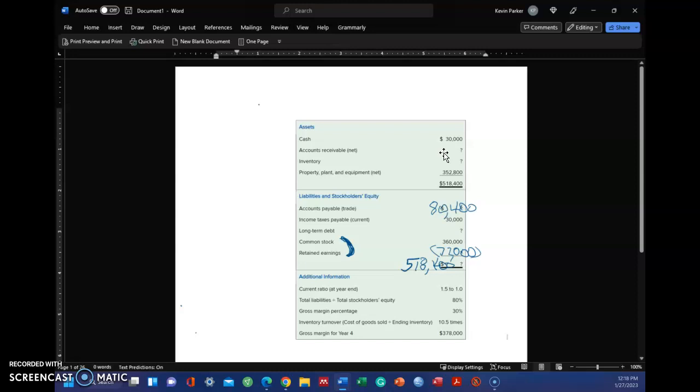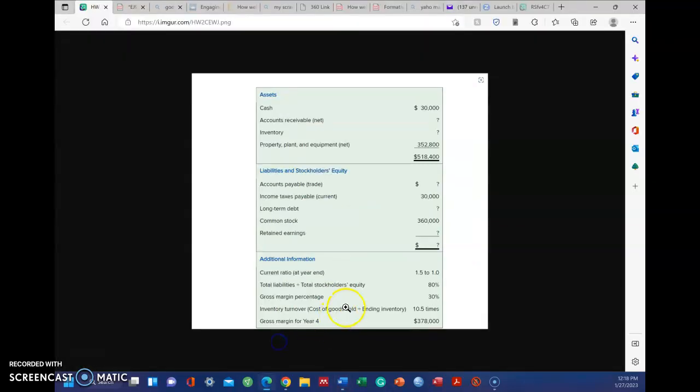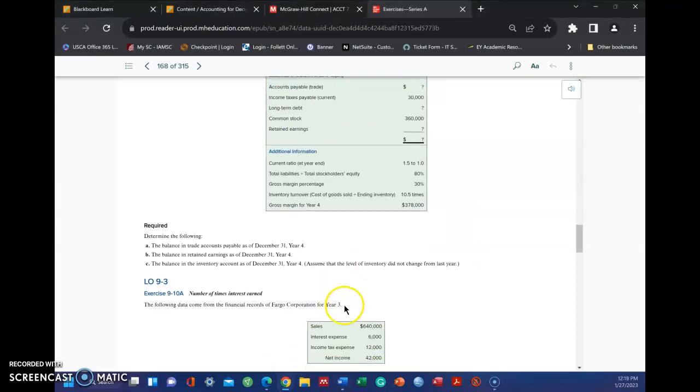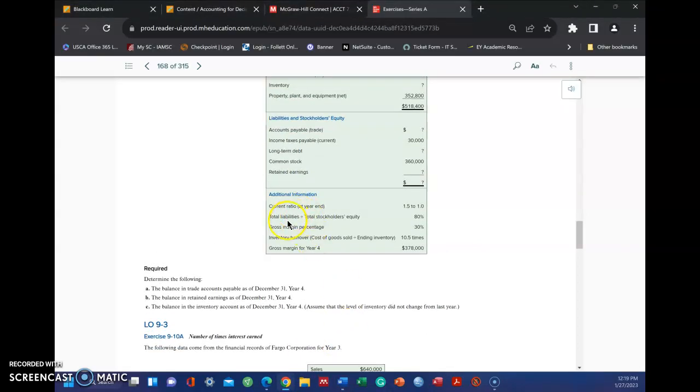And how we're going to do that is we're going to use the inventory turnover ratio. And that's going to give us, and another piece of information they gave us, and that's going to get us into where we need to be. So let's look at the other piece of information they gave us. Let's see where it is. They gave us gross margin, which is 30%. And then they gave us gross margin for the year, which is 378. Inventory turnover we need. So we're going to need all of those, actually. 30, 10.5 times, and 378. So let's get busy.